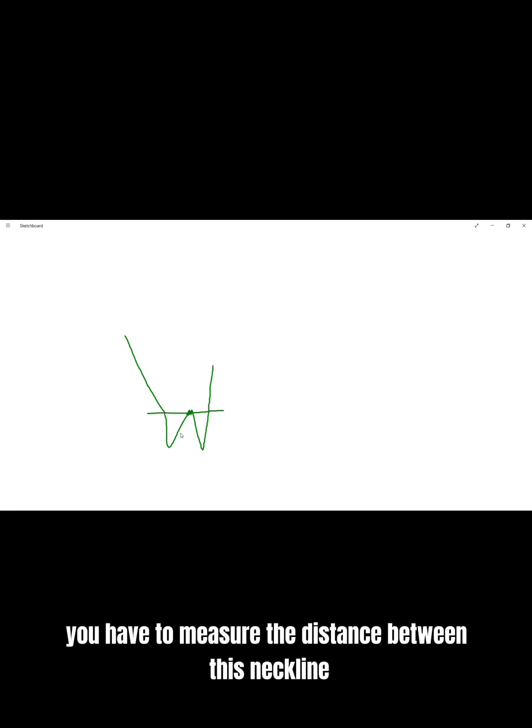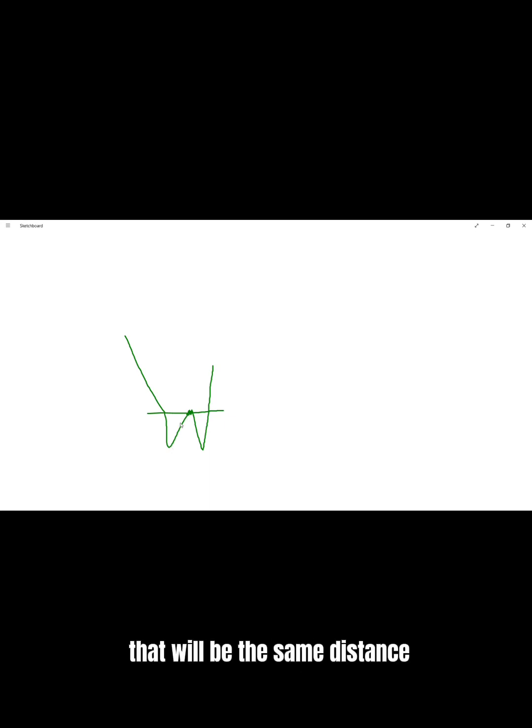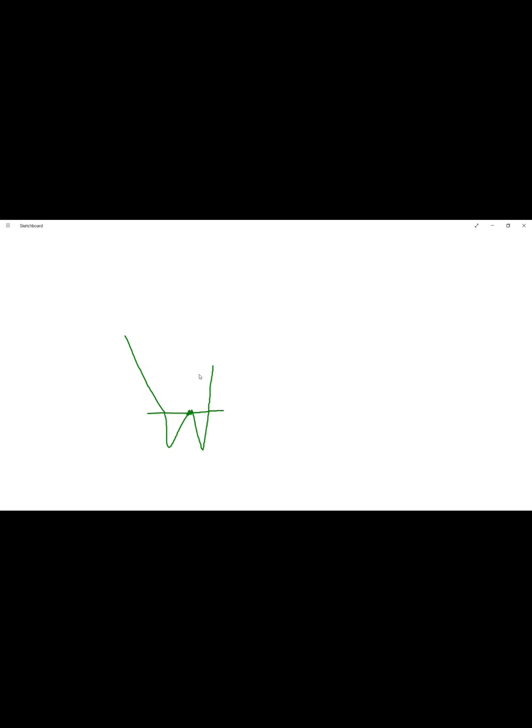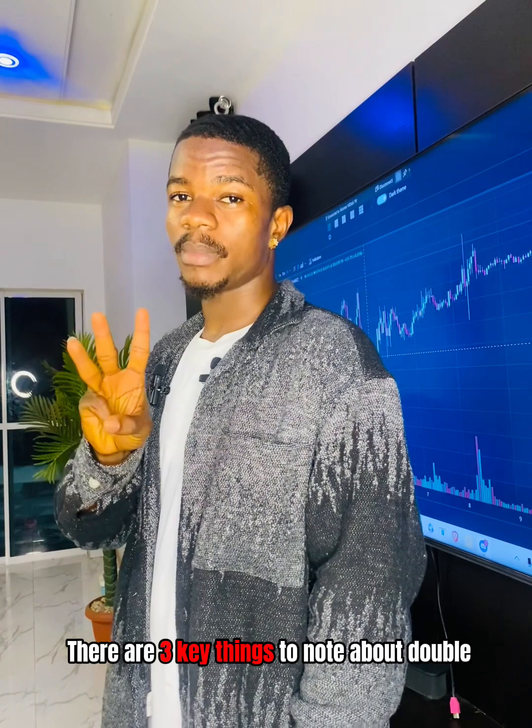To place your target, you have to measure the distance between this neckline and the first low. That will be the same distance the market will travel from this neckline to the upside. So this should be your target with your entry here. There are three key things to note about double top and double bottom.